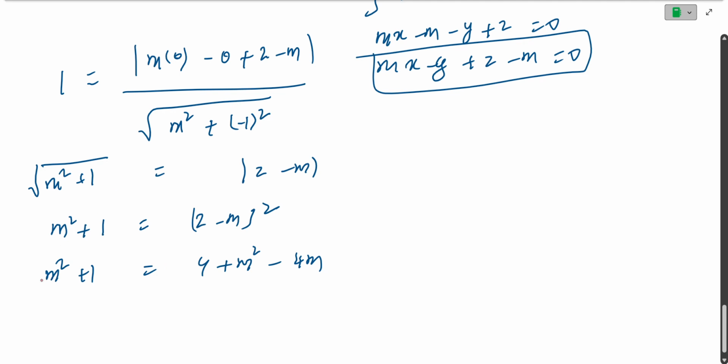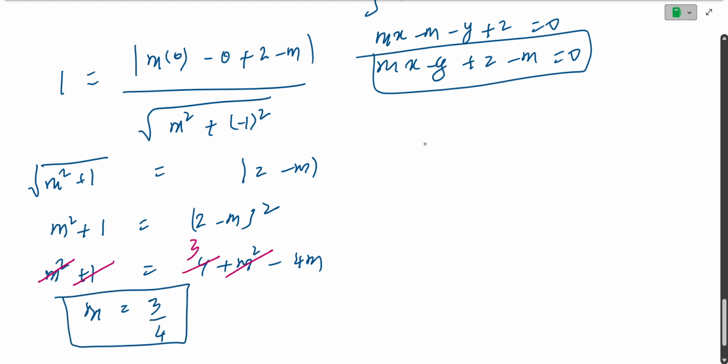If you observe this, m square and m square get cancelled. Then 1 and 4 combine, and 3 will be left here. So 3 minus 4m is equal to 0, which means 4m is equal to 3. So the m value is equal to 3 by 4. Let me write the m value: m is equal to 3 by 4.